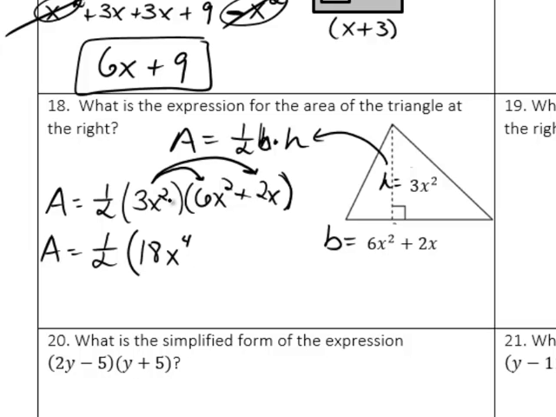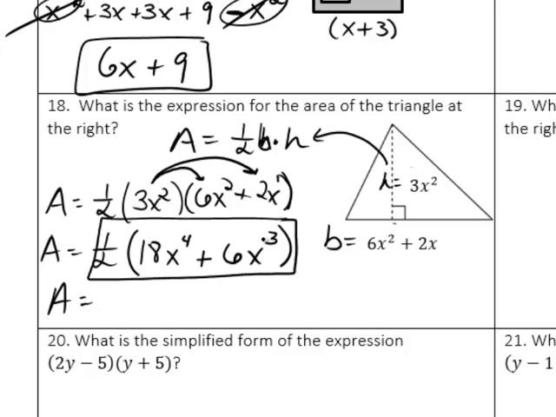And then we have 3x squared times 2x. So we're going to have a plus here. 3 times 2 is 6. x squared times x to the 1 power. Multiplying variables, you add the exponents. So 2 plus 1 is 3. And that's it. That's the answer. You could also rewrite it as this. I don't know how the answer will be on the test, but it'll either be what I have here, or it'll be 18x to the 4 plus 6x cubed divided by 2.